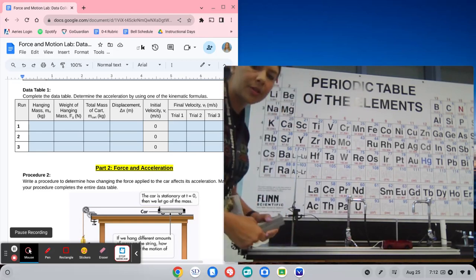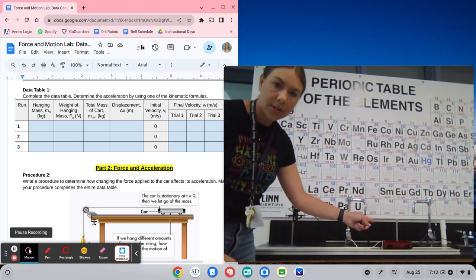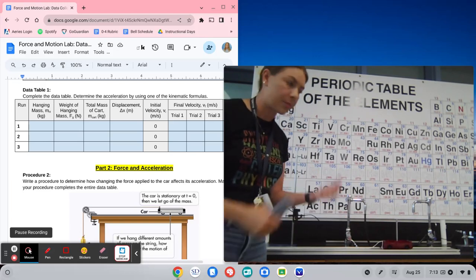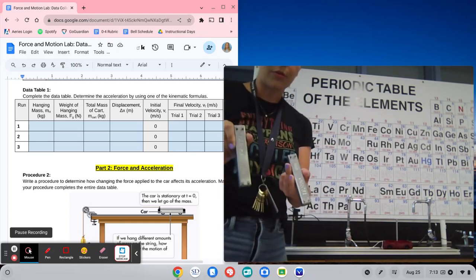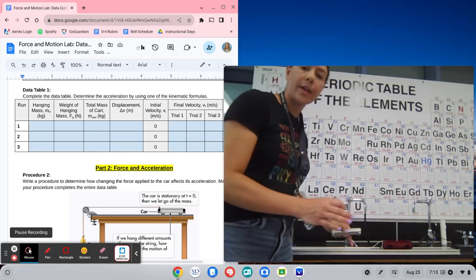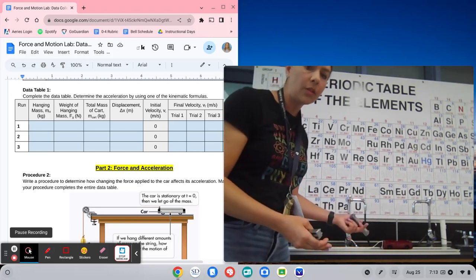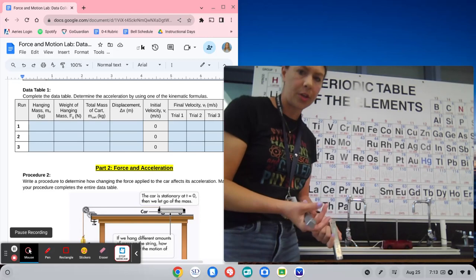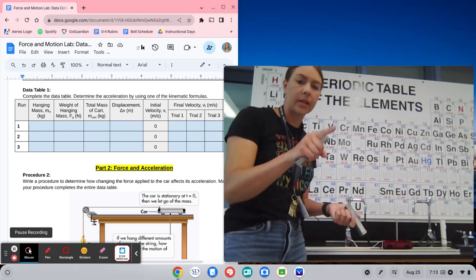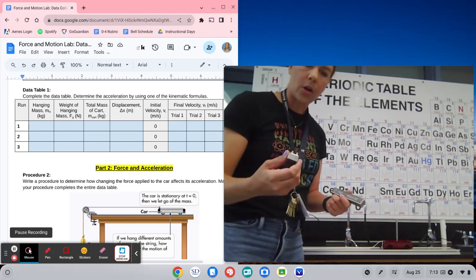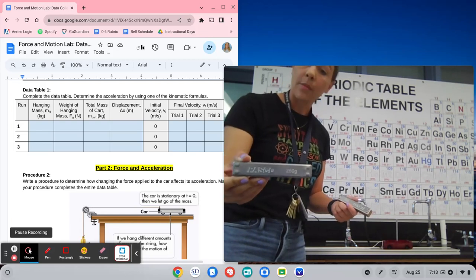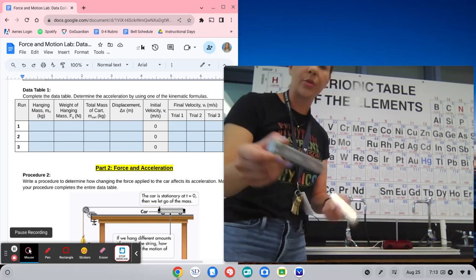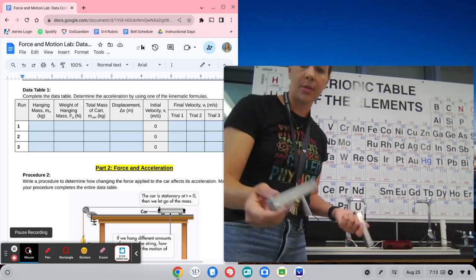What we'll be doing is we're going to start off with the car. The car itself is 260 grams. On top of that, we're going to be adding these bar masses. So we'll do our first trial with the total mass just being the mass of the car itself, which is 260 grams, which you'll need to convert to kilograms, but there's a little link in the data collection. And then for our second run, we'll add a Pasco cart mass, which is 250 grams.